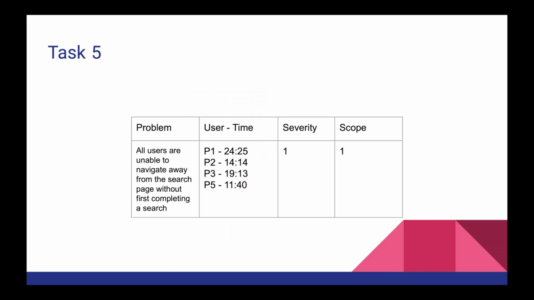Task 5 and our final task, all users are unable to navigate away from the search page without first completing a search. So we had 4 users have this problem, and we thought the severity and the scope were both a 1 for this, as not having a back button or a way to get out of the search page is a bit of a problem, especially for a user, since it's kind of confusing not knowing what to do next. So here's a video of a user having an issue with the search button.